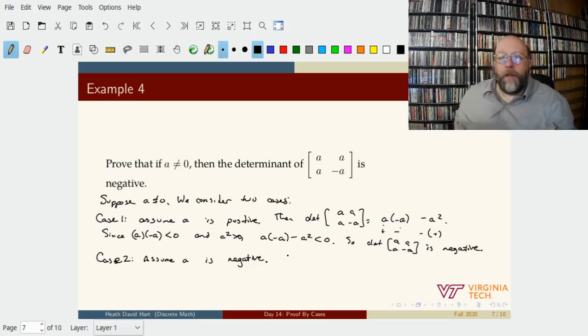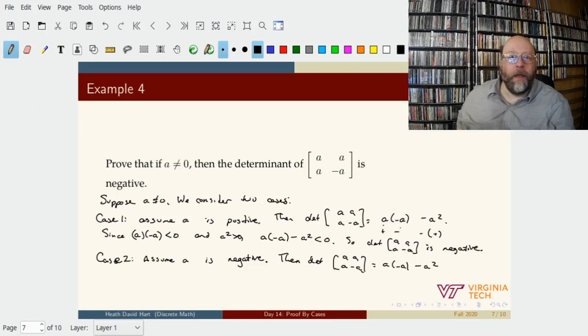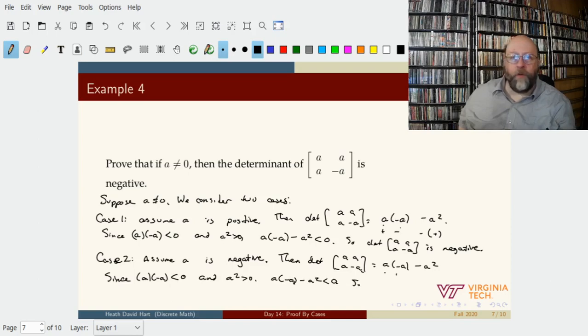Now, the other case is really very similar to the determinant. A, negative A. Instead of this being positive times negative, this was now just negative times positive minus positive. And so since A times negative A is less than 0, and A squared is greater than 0, A times negative A minus A squared is less than 0. And so the determinant of A, negative A is negative.